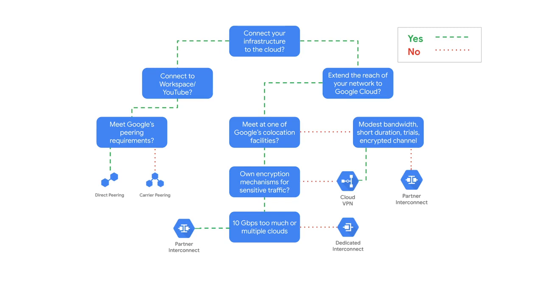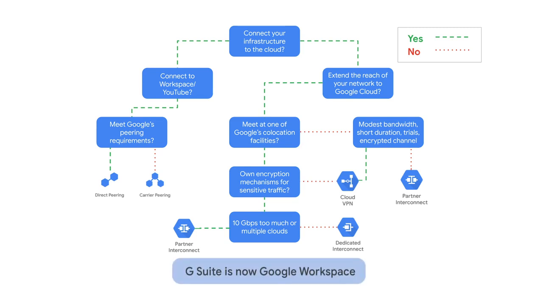Let me walk you through this diagram from the top, using the assumption that you want to extend your infrastructure to the cloud. Ask yourself whether you need to extend your network for G Suite services, YouTube, or Google Cloud APIs. If you do, choose one of the peering services. If you can meet Google's direct peering requirements, choose direct peering. Otherwise, choose carrier peering.